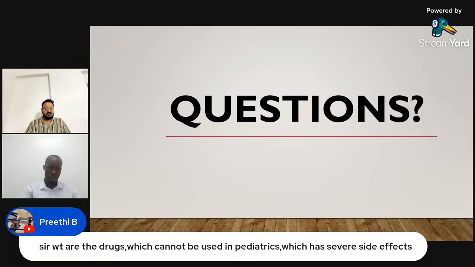So we have one more question: what are the drugs which cannot be used in pediatrics, which have severe side effects? What are the drugs we need to avoid in pediatrics, which we can use in adults, but we should not use in pediatrics?